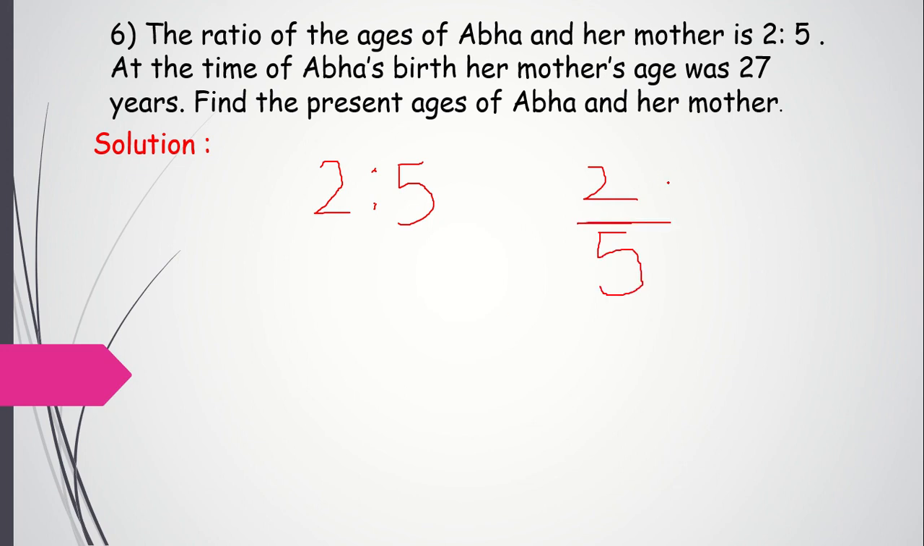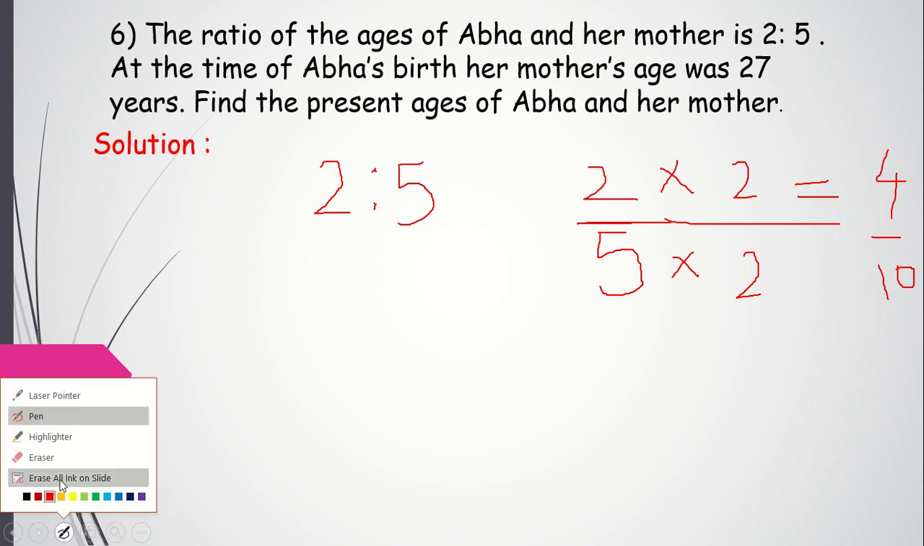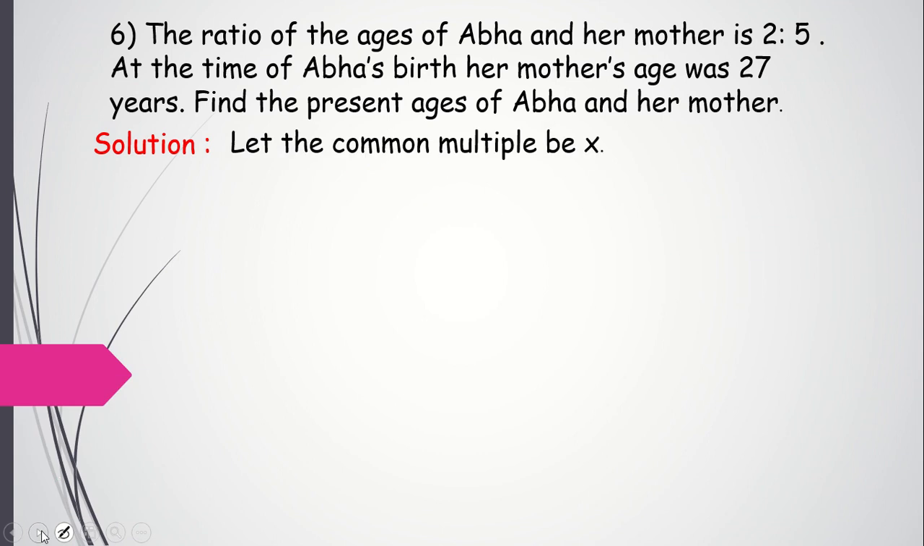So whenever there is a ratio, there is some sort of a common multiple. Now that common multiple is what we have to find. And if we can find that common multiple, we will get the answer. Now suppose that common multiple was 2. Then 2 twos are 4 and 5 twos are 10. So we will get when Abha's age was 4, mother's age was 10. Like that, the ratio is 2:5. So what is that common multiple that we have to find? We will assume that common multiple is x. Let the common multiple be x. Whenever there is a ratio and such a word problem, we assume the common multiple to be x.